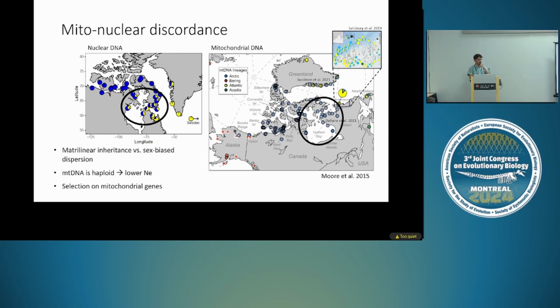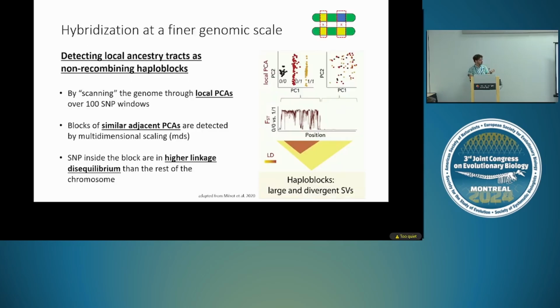But we wanted to dig a little deeper with our whole genome sequencing data, and we wanted to look at what this hybridization looks like at the nuclear level, at a finer genomic scale. Basically, can we use our data to find those local ancestry tracks, haplotypes, haploblocks that trace from those ancestral lineages?